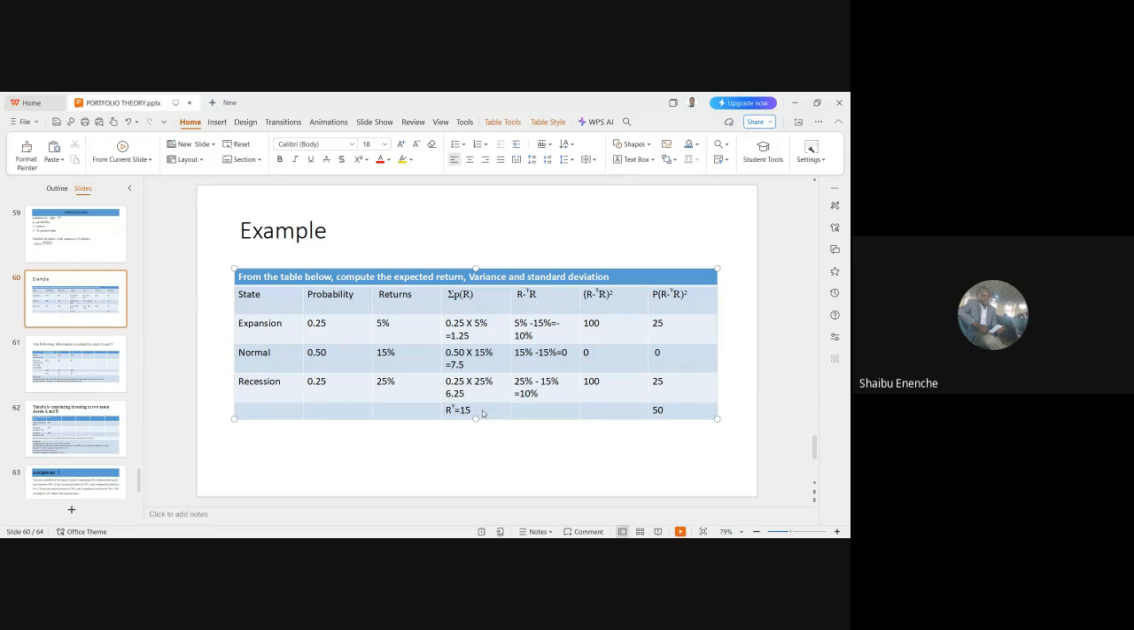What is causing this? If 50, you said? Let me show one clear working. 0.25 multiplied by 100 will give you 25. This probability here is P. Okay, sir, thank you.